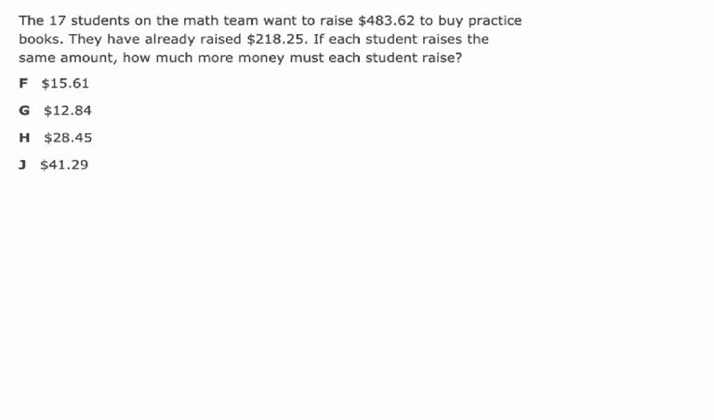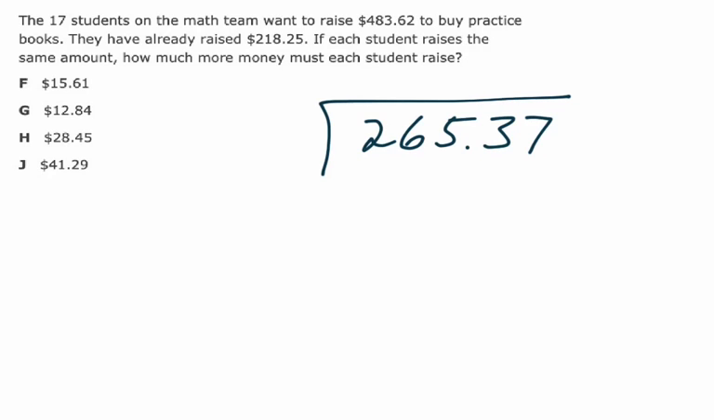Let me shrink that real quick. So $265.37. We're going to divide it by 17, and that should get us our answer. So let's bring this decimal point up. Don't need to move any decimals around. Let's start dividing. So real quick division.